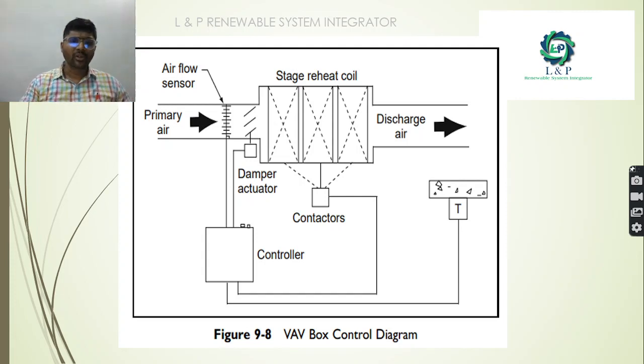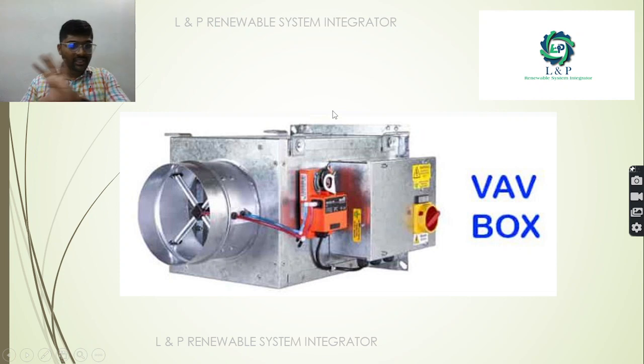So this is the VAV control box. As you can see here, we have a damper actuator, we have a controller to control the damper actuator as well as the contactors, most importantly. And the airflow sensors and the temperatures are given as an input to the controllers. So based on the temperature, it will take the decision. And as you can see here, we have reheat coils with different stages also. So this is how the inside of a VAV box looks.